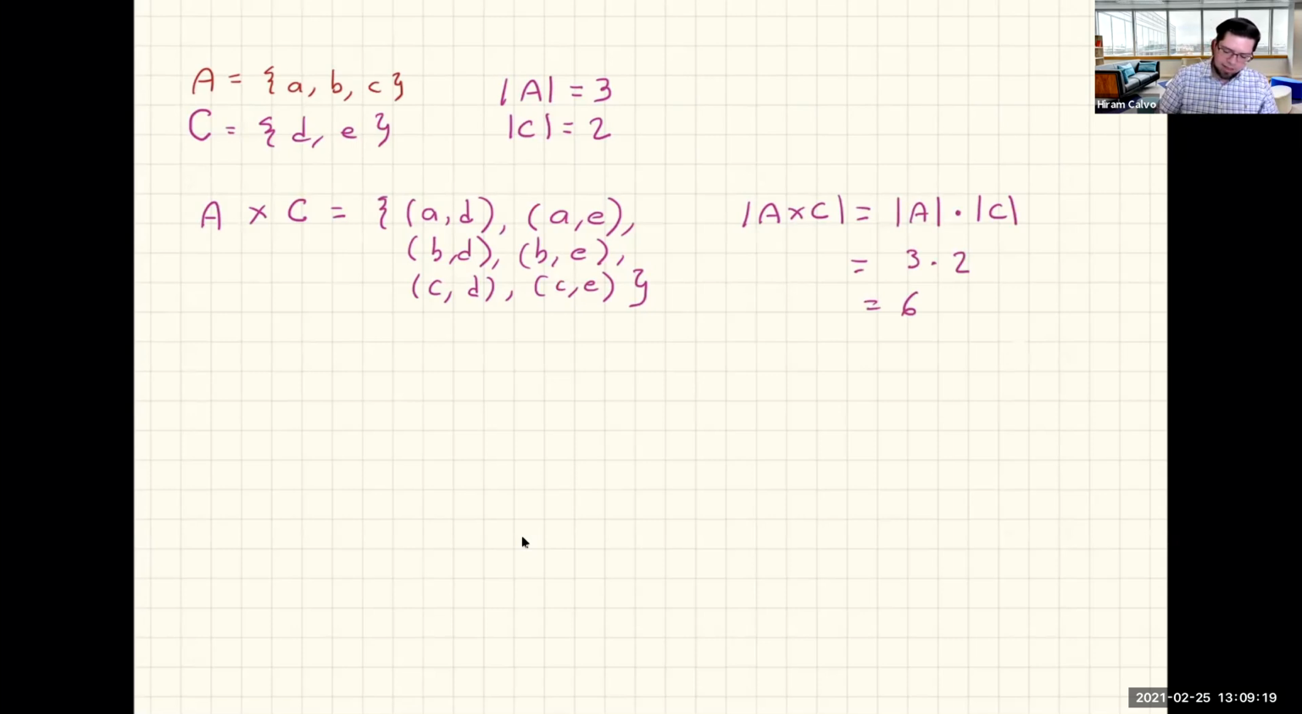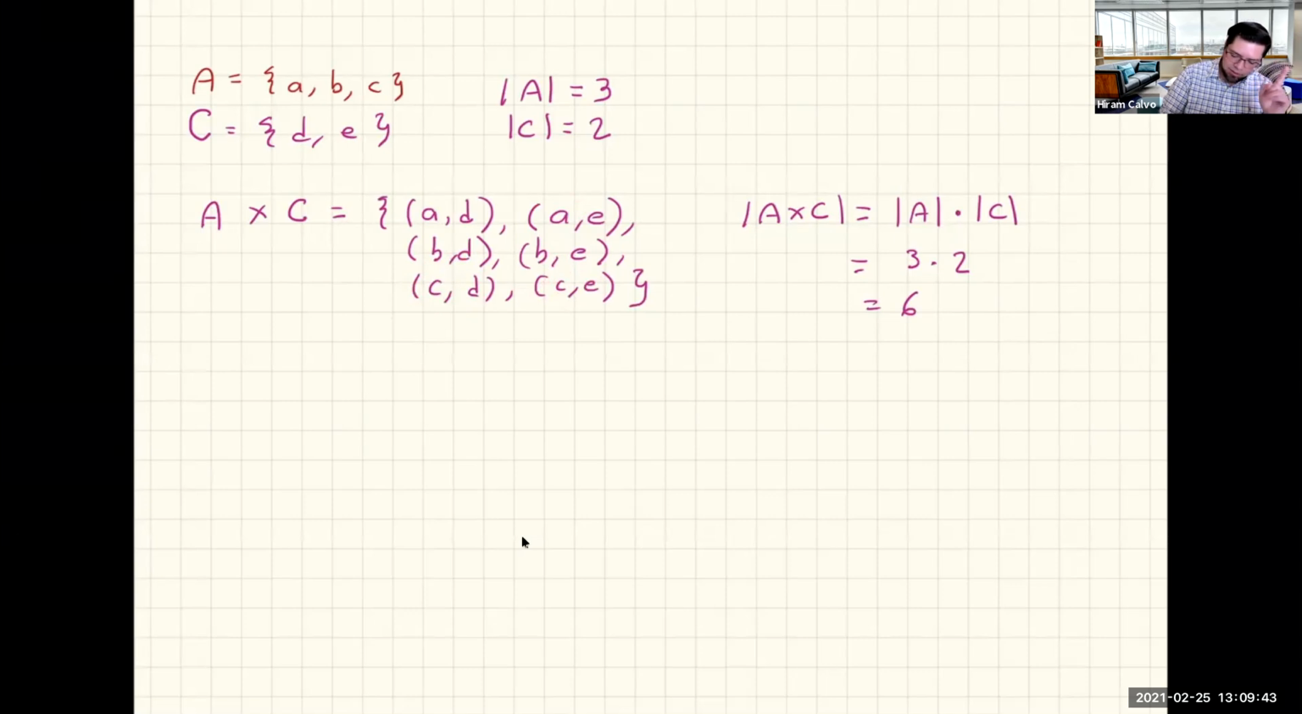And we can verify this in our example. Of course, this is not a demonstration, just a verification of a particular problem. We have 1, 2, 3, 4, 5, 6. We have 6 elements. It's very important to note that each one of these tuples, in Spanish, tuplas, is considered as one element.